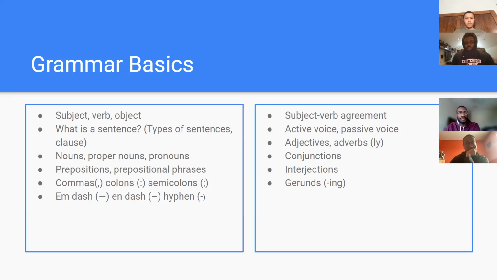I will also teach you about subject-verb agreement. If you know what a subject is and you know what a verb is, the two have to come together and agree. I'll teach you what active voice is, passive voice is, and you'll be able to define those. Adjectives and adverbs, adverbs usually end in -ly, but we'll learn what that is. Conjunctions, I don't know if you guys watched Schoolhouse Rock, "Conjunction Junction", so we'll take it to the basics. Interjections and then gerunds, and they usually end in -ing. So is that fair? If you can, take notes, all right?